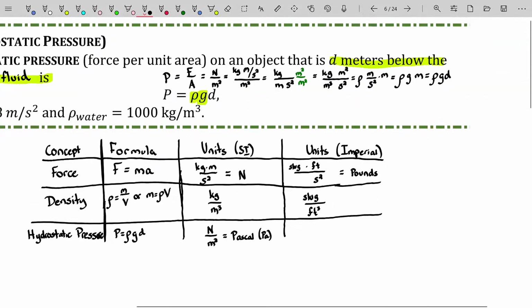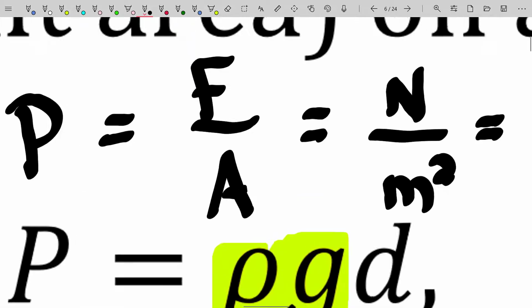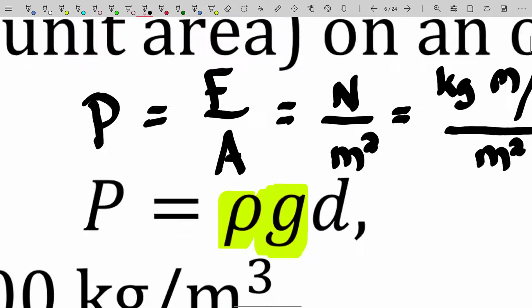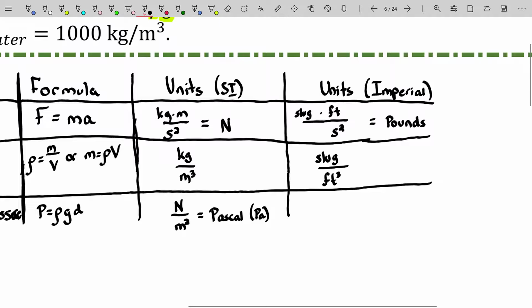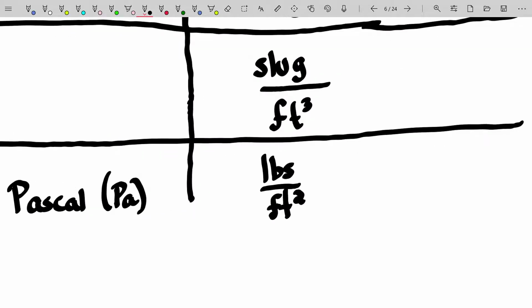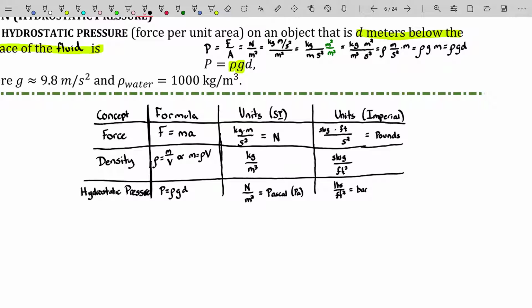And again, if we were talking about the US system or the imperial system, force will be in pounds and area will be in square feet. So pounds per square feet. And I'm using the LBS for pounds, just in case you don't know that that's the shorthand for pounds in the US system. So pounds per square feet. And by the way, in the US system, we call that unit of measure a bar. All right, we're getting this table kind of put together nicely. The concept, the related formula, and then the units in both the metric and the US systems.